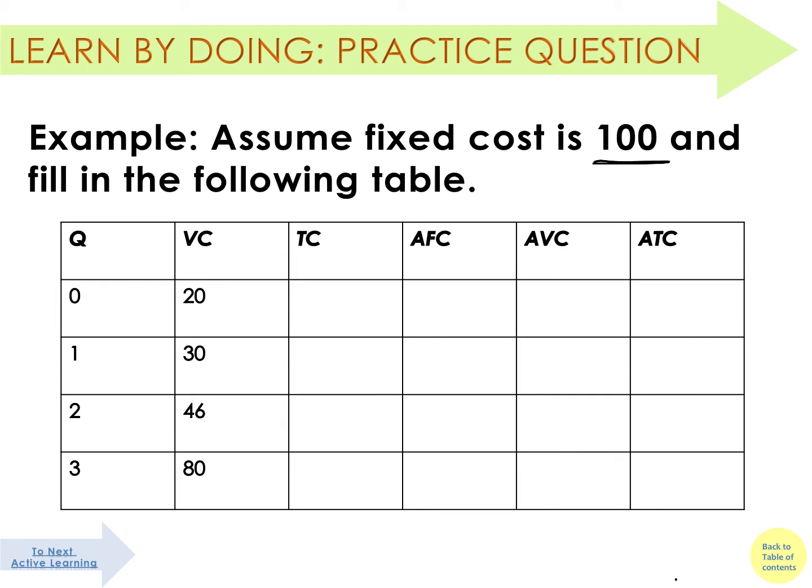So here's the key. It's $100 fixed cost. So we know that total cost, which is variable costs plus fixed cost, is going to be 120, 130, 146, and 180.